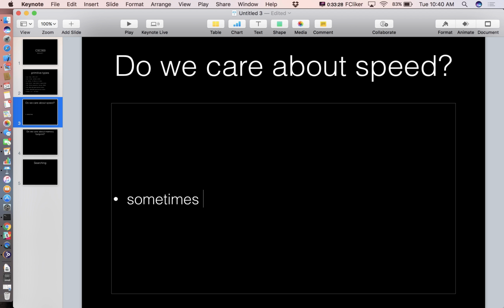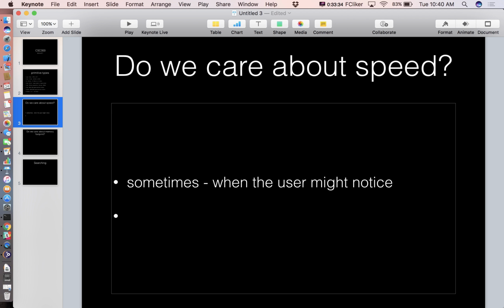So we might say when the user might notice. Okay. And even then we might not care about speed. Just because the user notices the difference, maybe they barely notice the difference. Maybe something takes a second instead of half a second, let's say. Now, if it's something a user is doing very, very, very often, that adds up. That's going to be something that starts becoming noticeable. You might want to spend time.